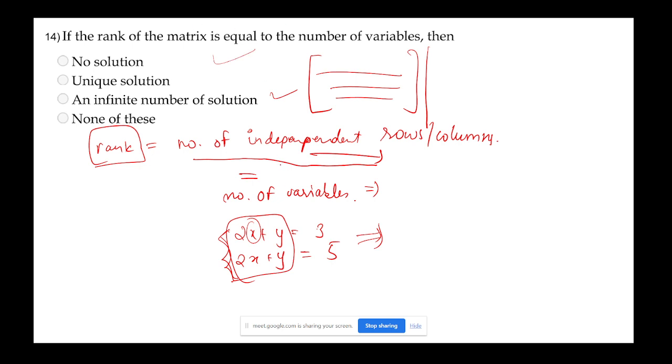But for this particular case, because you have n independent rows or columns with the same number of variables, you can say that a unique solution will be there for the set of equations.